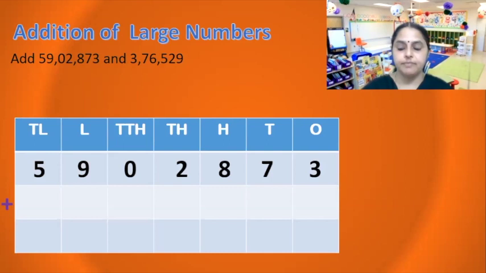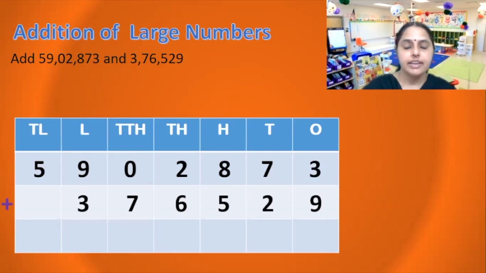Let us see. First, we will be representing that number also in the place value chart, and always start representing from the ones place. So 9, 2, 5, 6, 7 and 3. Now can we start adding?